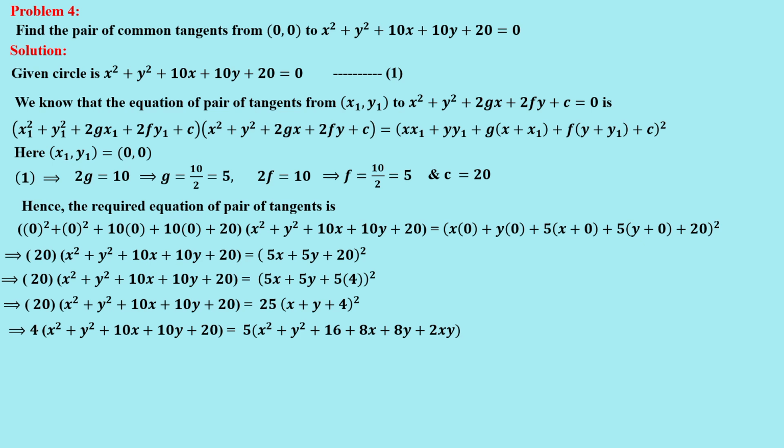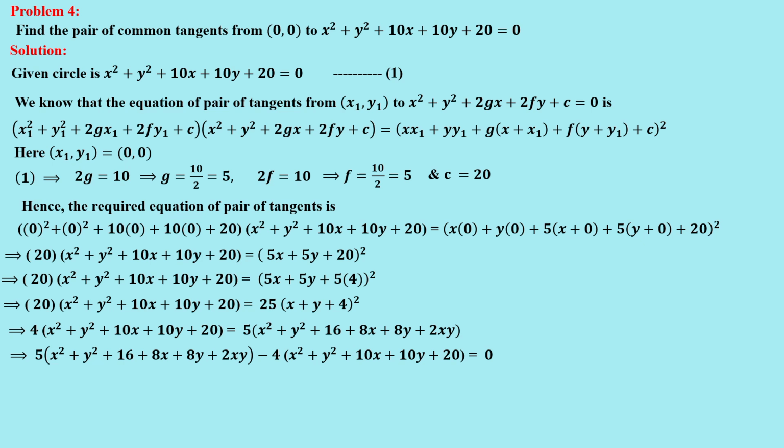4 into (x² + y² + 10x + 10y + 20) equal to 5 into (x + y + 4) whole square. Using the (a + b + c) whole square formula, a² + b² + c² + 2ab + 2bc + 2ca, we get 5 into (x² + y² + 16 + 8x + 8y + 2xy).